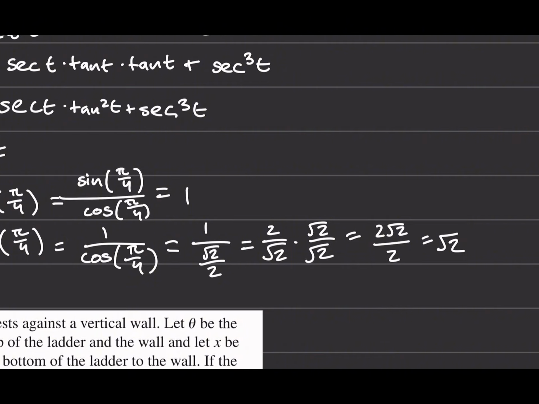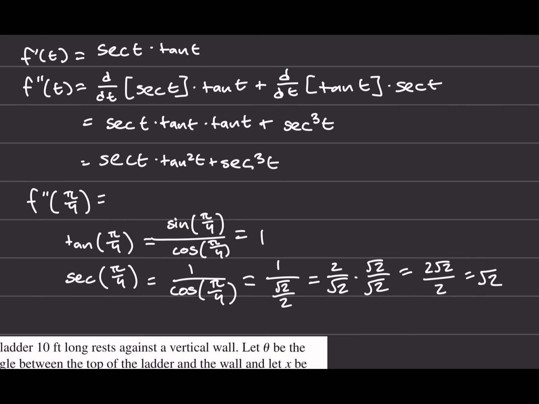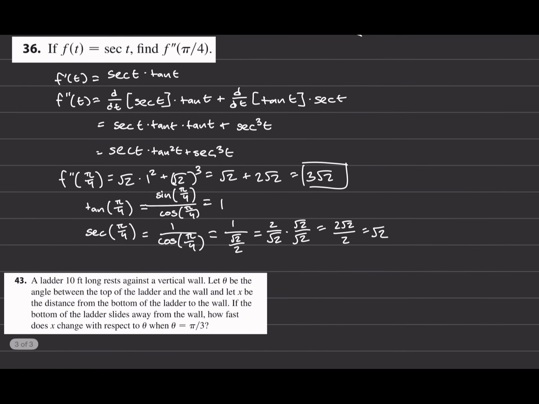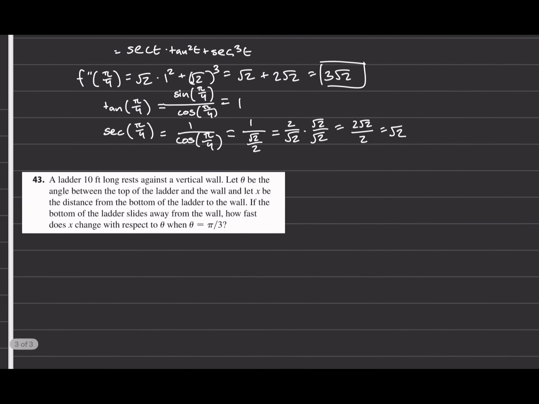So plugging this in, right? This is asking for secant of pi over 4 in the first spot, which is square root 2, then times 1 squared, plus this one cubed, square root 2 cubed, which is 2 square root 2. So square root 2 plus 2 square root 2 is 3 square root 2. And this is our answer right here. Right. So derivative is just a lot of work, but not too difficult in general.